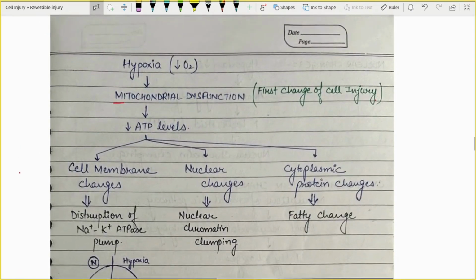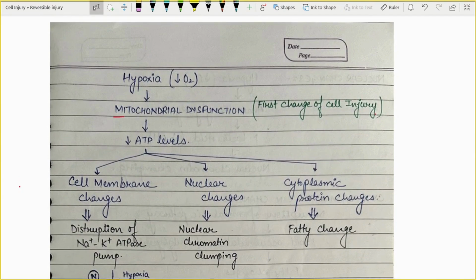How does the reversible cell injury occur? This shows the mechanism by which reversible cell injury occurs. That is hypoxia. The cell is exposed to hypoxia, that is, there is a decrease in oxygen concentration. It will lead to mitochondrial dysfunction. Mitochondrial dysfunction is the first change of the cell injury. This mitochondrial dysfunction will lead to a decrease in the ATP levels.